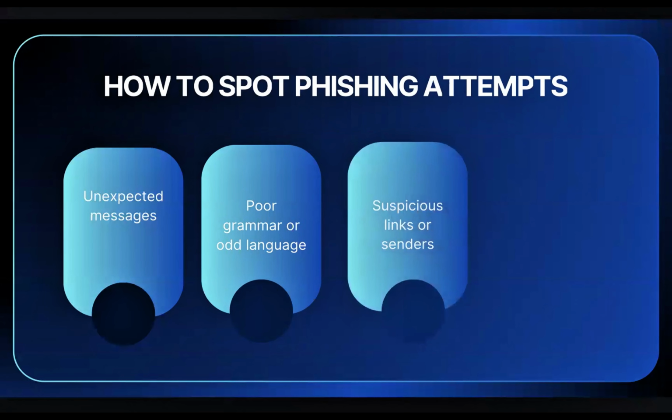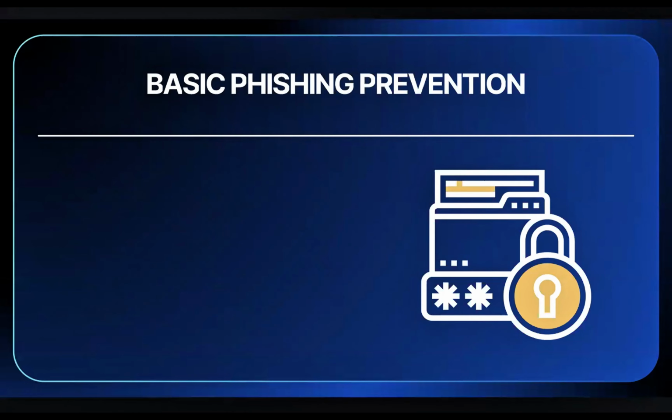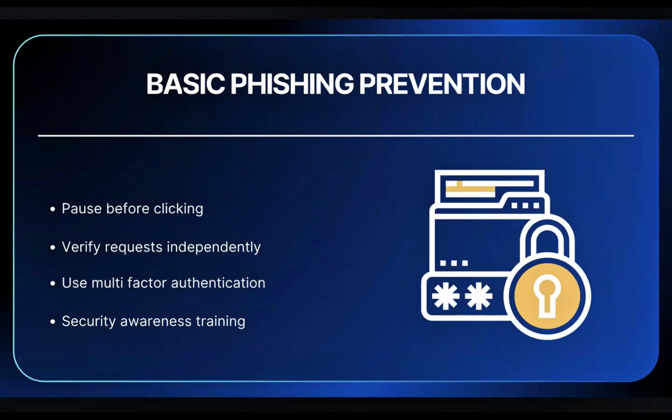Now, what are the basic phishing prevention measures? In the previous lessons, I've mentioned that simple habits can greatly reduce phishing risk or any attack risk. One of the things you must do when you're trying to prevent phishing is to pause before clicking links. Another one is to verify requests through trusted channels and use multi-factor authentication. Also, security awareness training is very essential.